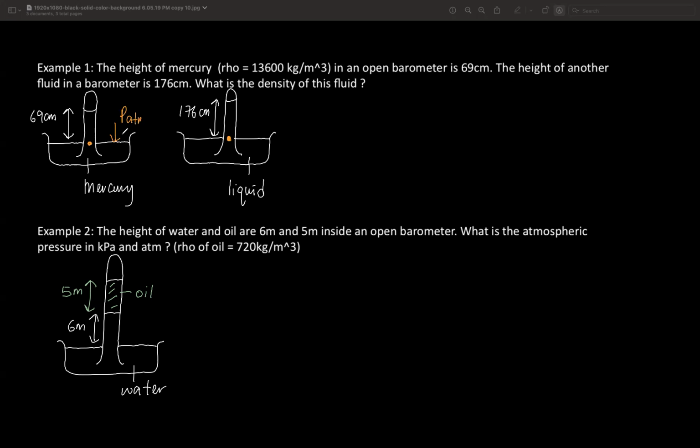PATM, let's call this point A, and this is point B. I can write PATM is the same as the pressure at point A, and also the same as the pressure at point B, right? Because these two barometers are at sea level together. So the pressure is the same. PA equals PB.